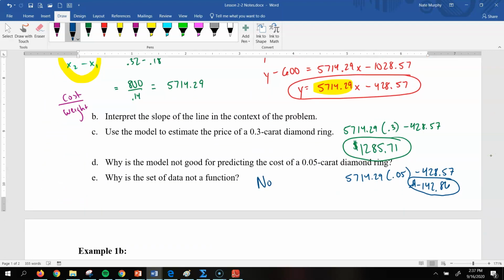So it's not a function. I guess it didn't ask if it was or wasn't, but the reason why it's not a function is you have two different inputs, or two inputs with different outputs.